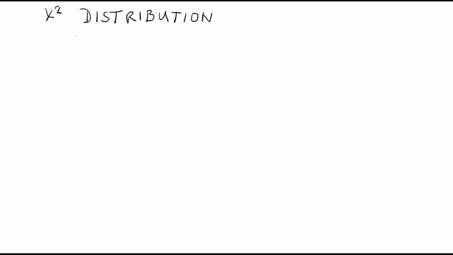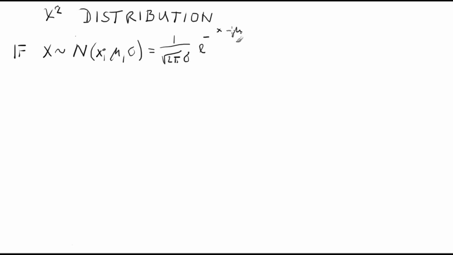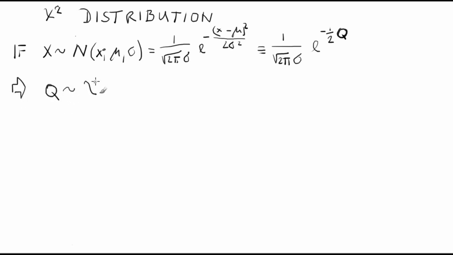Note the tight relation of the chi-square distribution to the normal distribution. If x is distributed according to the normal distribution 1 over square root of 2 pi sigma times exponential of minus x minus mu squared over 2 sigma squared, which equals 1 over square root of 2 pi sigma times exponential of minus 1/2 q, then q is distributed according to the chi-square distribution with 1 degree of freedom.